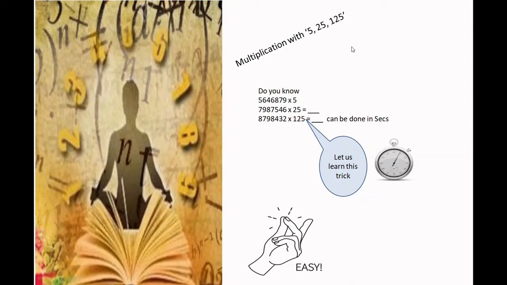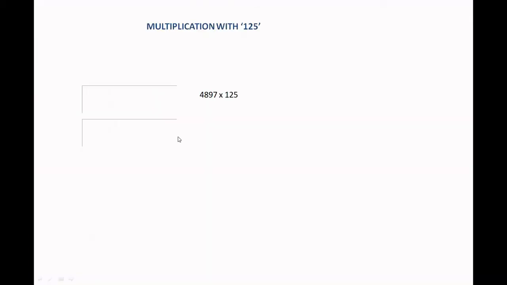Today we will see how to multiply any number with 5, 25 or 125 in very less time. For 125 as well, to make it a near power of 10, we can check from this that we have to multiply this with 8.